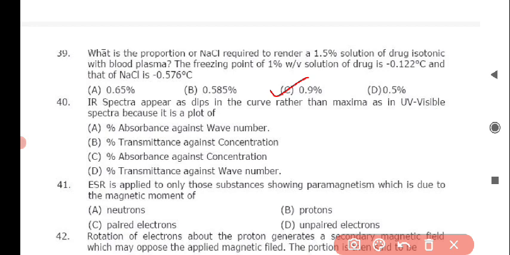Then coming to next question, IR spectra appear as dips in the curve rather than maxima as in UV visible spectra because it is a plot of, and the correct answer is option D, percent transmittance against wave number. The next question is, ESR is applied to only those substances showing paramagnetism which is due to the magnetic movement of, and the correct answer is option D, unpaired electrons.